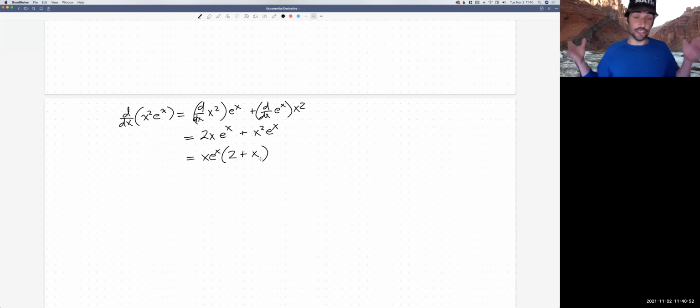All right, so again, just to demonstrate, it combines with all the other rules in exactly the same way. We have a product here, we have the function x squared and e to the x, so we can use the product rule. Up above we had composition, so we use the chain rule.